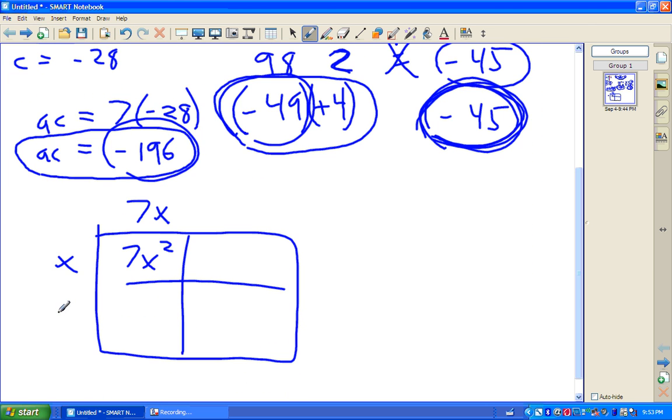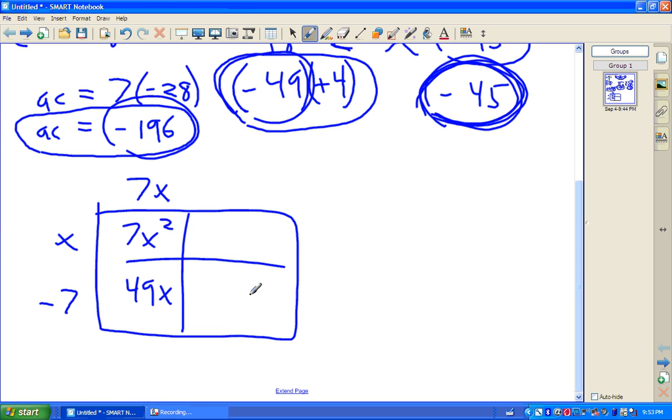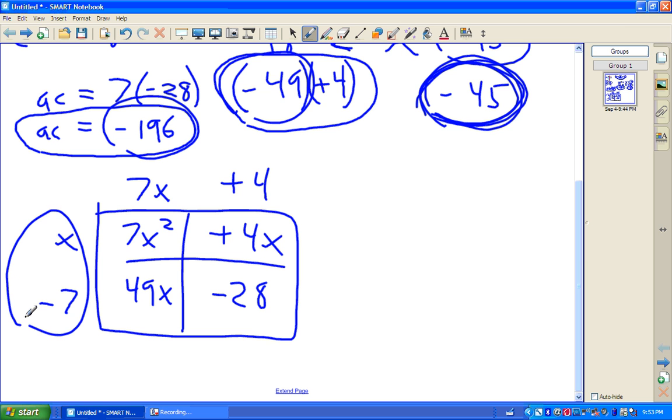So what does this look like? If I put a 7 here, 7 times 7x is going to give me a 49x. It's got to be negative, so I'm going to put the negative there. What else do I need? I need a 4x. I know I have to have a minus 28 for my constant. So how am I going to get a minus 28 over here? Minus 28 divided by minus 7, I've got to have a plus 4 over here. What's 4 times x? Plus 4x. So here are my two factors, x minus 7 and 7x plus 4.